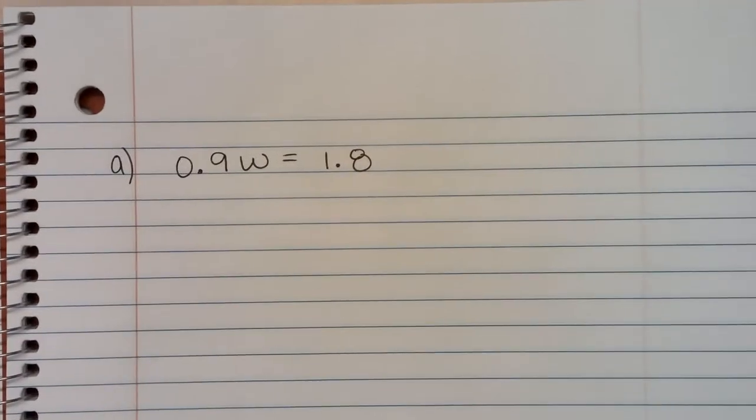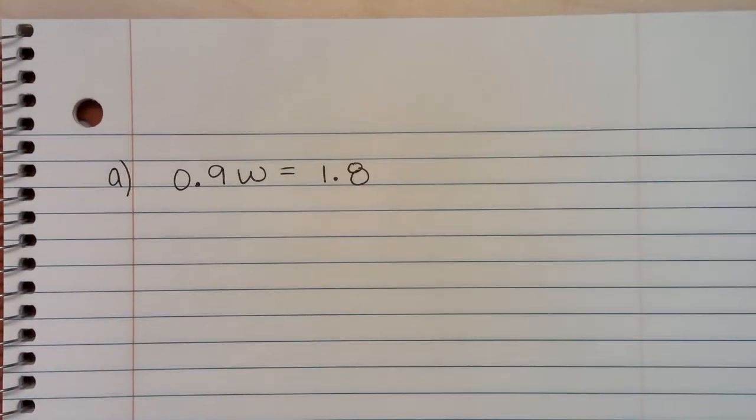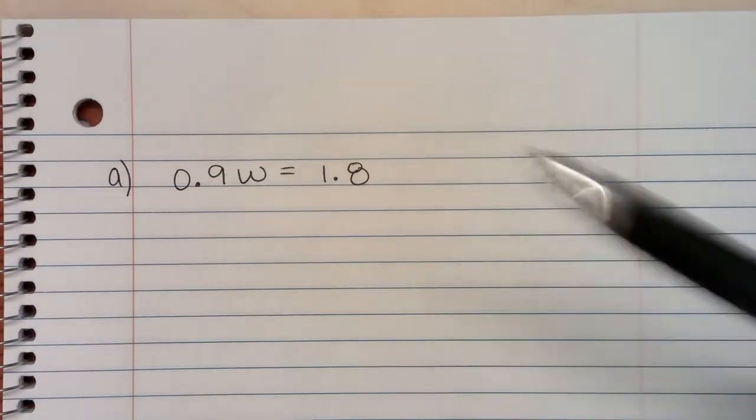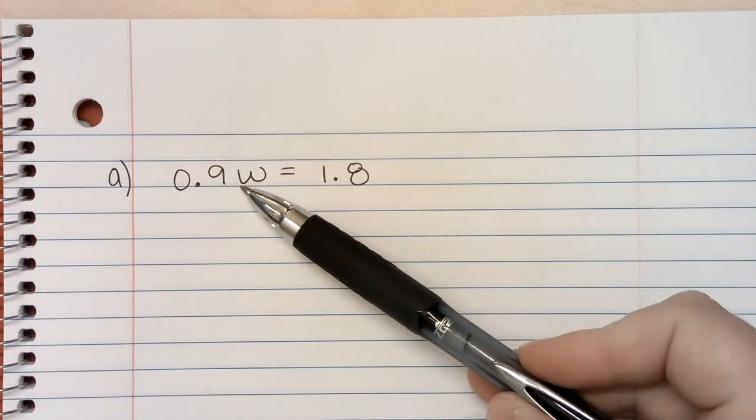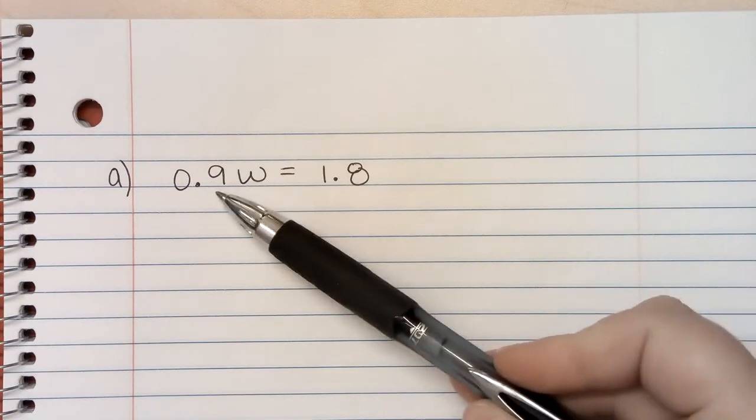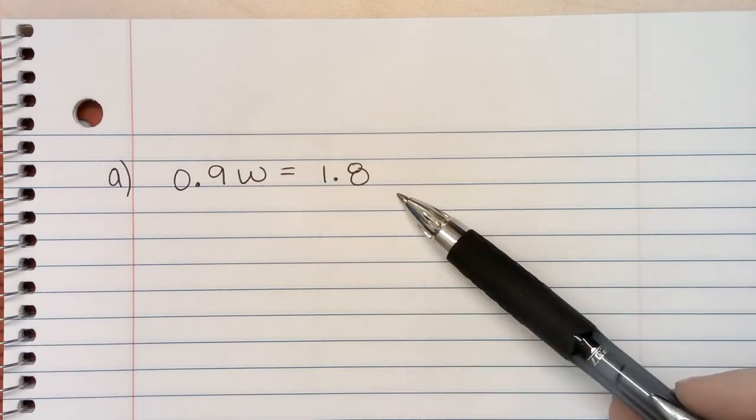All right, here's our next example. Solving simple equations. It says 0.9 W equals 1.8. And we read this as 0.9 times W, or multiplied by W, equals 1.8.